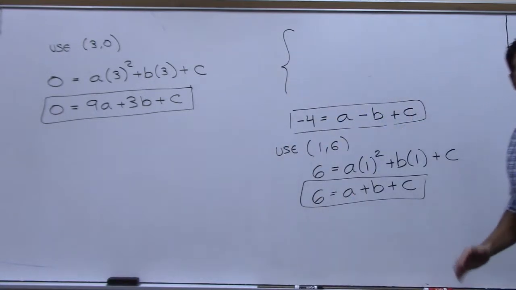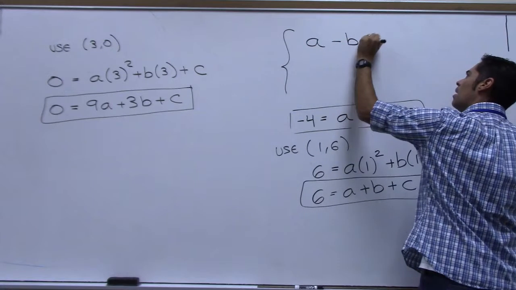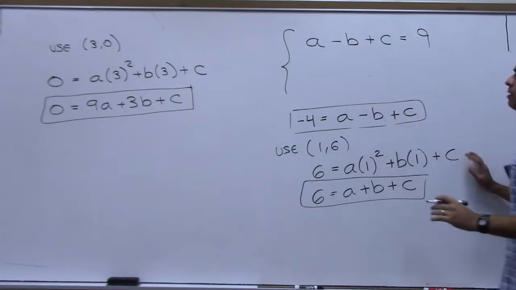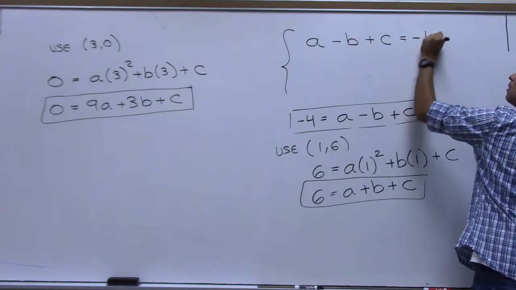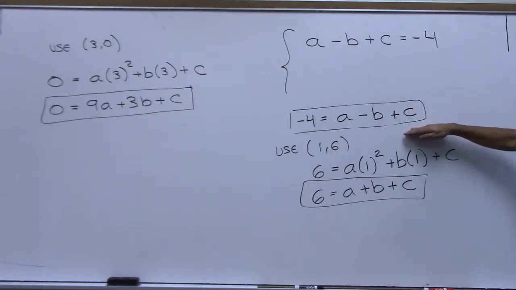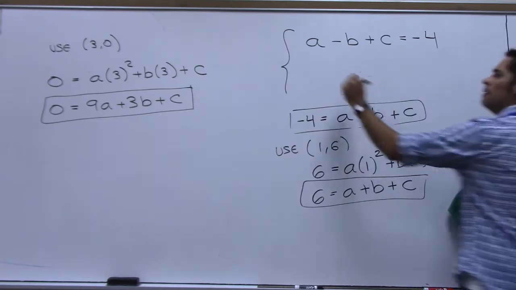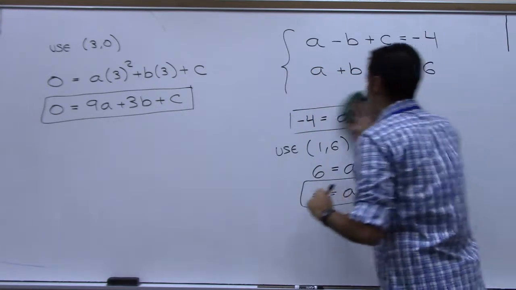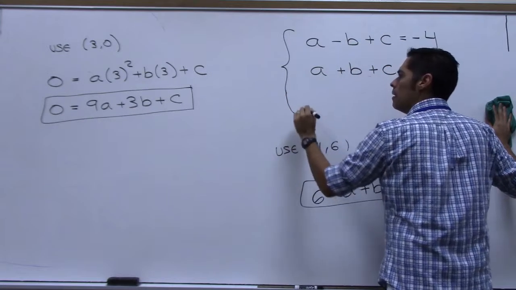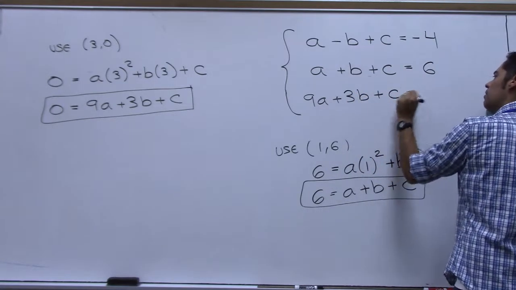And also, watch what I'm going to do. I'm going to rewrite this equation. A minus b plus c equals 9. Sorry, I don't know why I put 9. I meant to put -4. A minus b plus c equals -4. That's this one, right? Yeah. And then the next one, a plus b plus c equals 6. And then the last one, 9a plus 3b plus c equals 0.